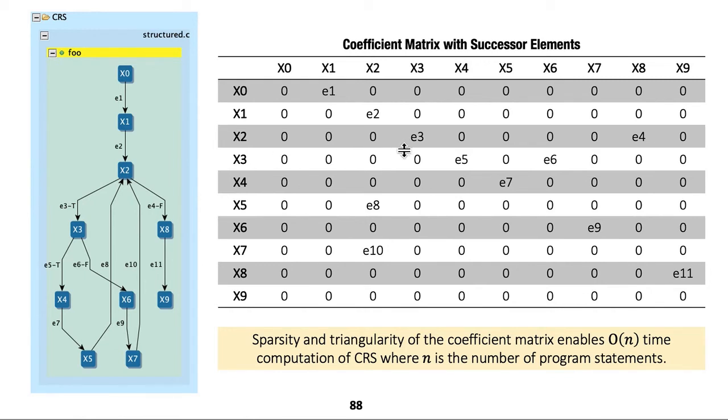Every row has only one non-zero element, or at most two when it is an if condition. The only entries below the main diagonal are the entries which correspond to the loops. In this case, we have two loops, and there are two entries which correspond to those two loops, E8 and E10. Later on, we'll go into more details of this coefficient matrix, but right now we want to point out that the structure of the coefficient matrix enables order n operation to solve the linear system.